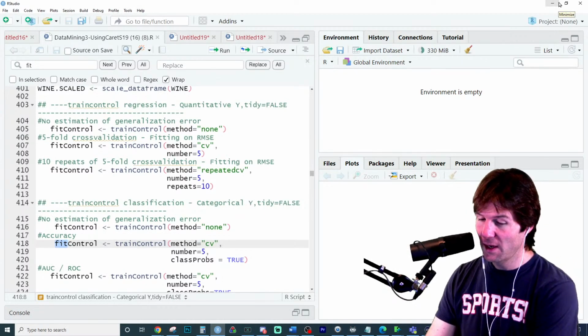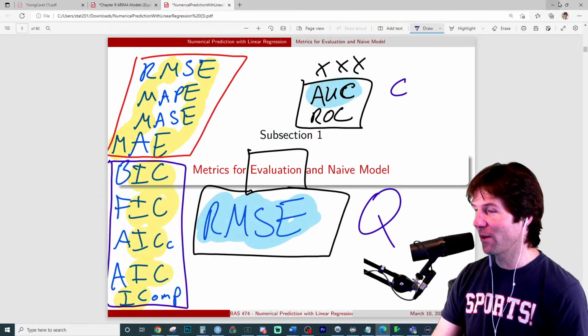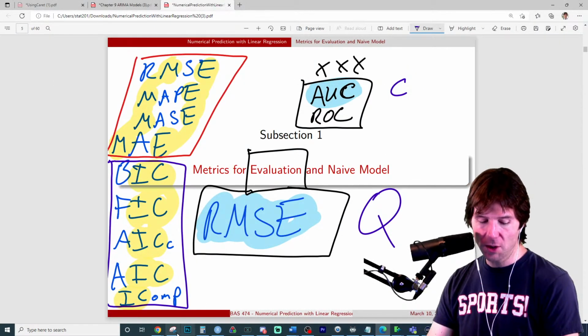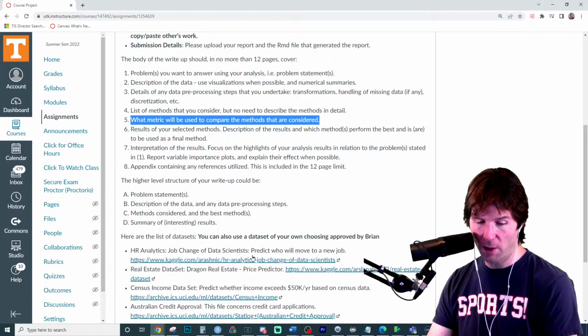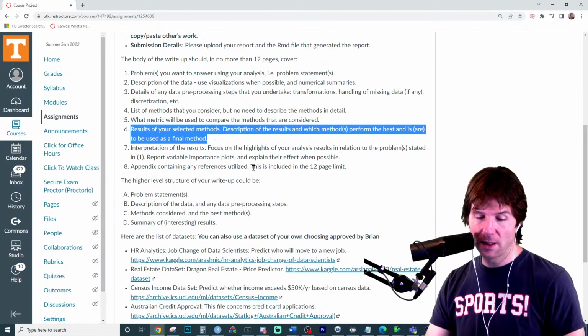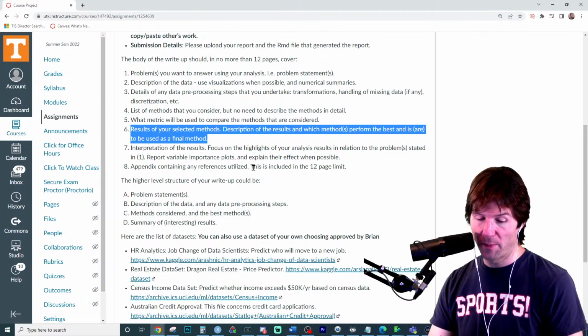I love it when people use a data set that they are interested in. And then just make sure you know how to set up which metric you're evaluating it on. Results of your selected method, description of the results, and which methods perform the best.